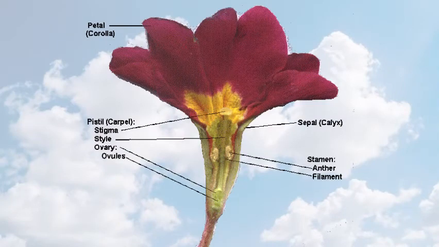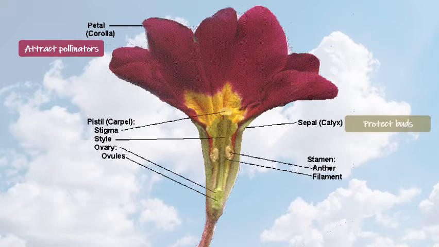So, let's see some of the functions of these parts. The petals, or the corolla, which is the set of petals. The petals have bright colors. They have beautiful smells to attract pollinators, to attract insects to the plant. The sepals, the group of sepals is called the calyx. This part protects the flower when it's a bud, when it's so small and young.